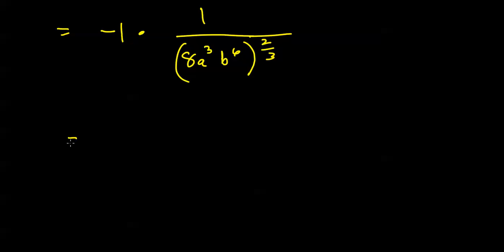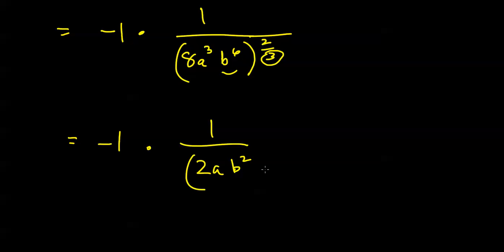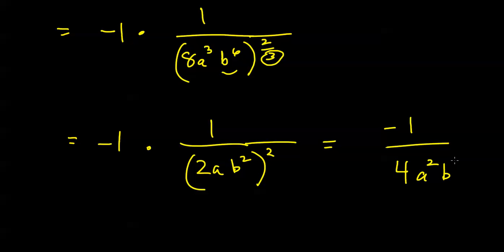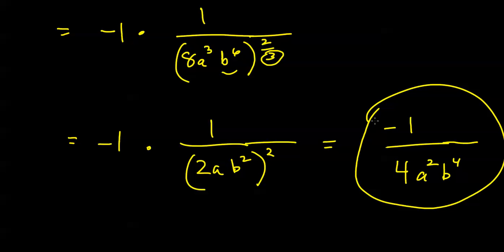Alright. Now I'll get to work with the fractional exponent. I'll take my denominator root. Well, the cube root of 8 is 2. The cube root of a cubed is a. And the cube root of b to the 6th is b squared. So I'll take my denominator root of that denominator expression and then raise to the numerator power. And it's beginning to look good. I think we can all see minus 1 times 1 is negative 1 upstairs. And downstairs I'll have 4 a squared times b to the 4th power. Here's my final return for the above example.